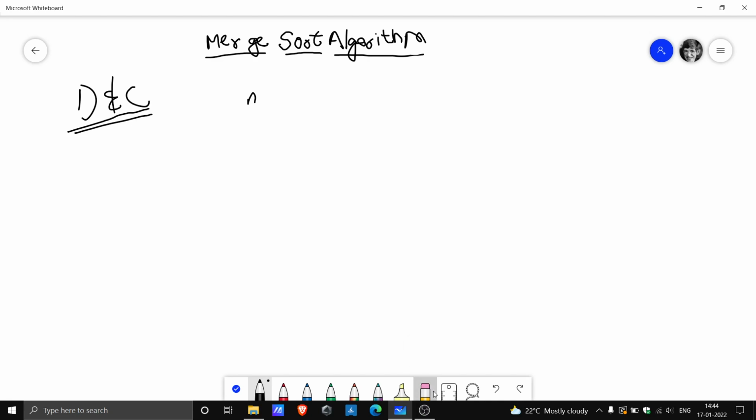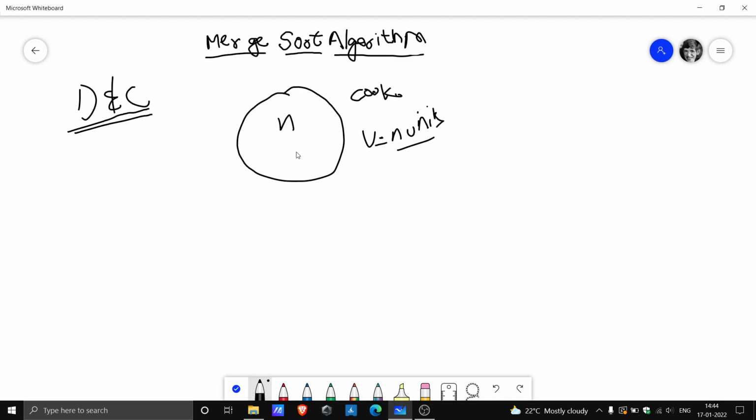Or let me make some simplifications over here. Let me show it to you by an example. All right, so let's say there's a cookie. This is a cookie, and the volume of this cookie is n units, just to make it simpler for you. Now our task is to design a function which eats this cookie.